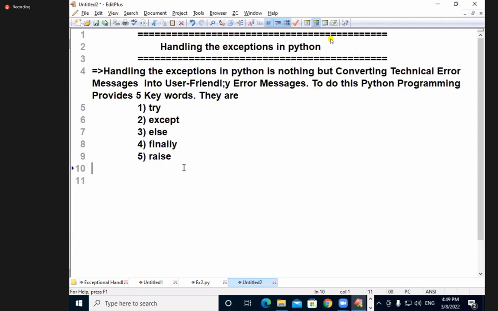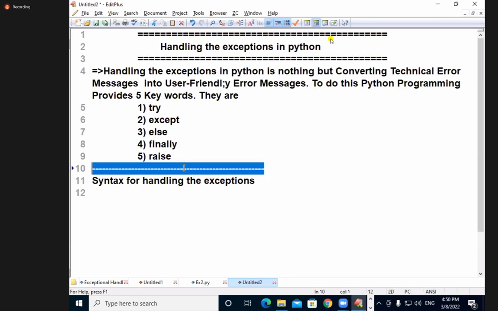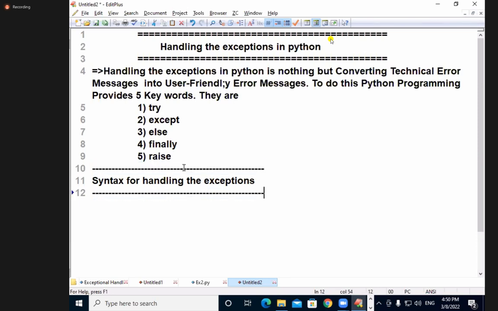Shall we write the syntax now? Yes, now I am writing the syntax for handling the exceptions. I am going to give you clarity on the syntax for handling the exceptions. So how to go about it? I am going to write the syntax.